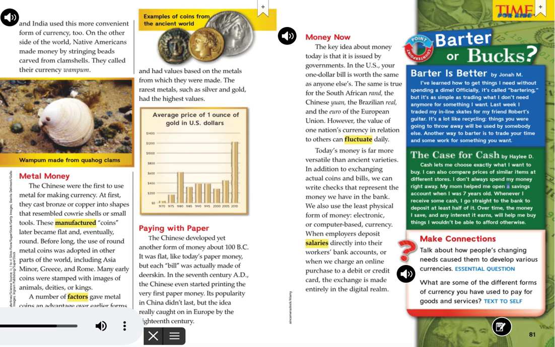My mom helped me open a savings account when I was 7 years old. Whenever I receive some cash, I go straight to the bank to deposit at least half of it. Over time, the money I save and any interest it earns will help me buy things I wouldn't be able to afford otherwise.